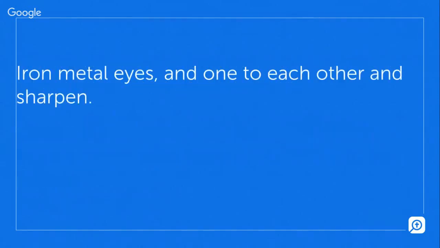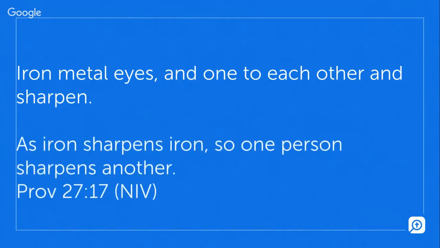All right, let's move on to the next one. Here we have: "Iron metalize and one to each other and sharpen." When we were putting these together, I thought this was going to be an easy one to guess, but Jacob disagreed. So I'm interested to see how many of you get it. And let's see the answer. Obviously, that's Proverbs 27:17. As iron sharpens iron, so one person sharpens another. Obviously, right? Obviously.